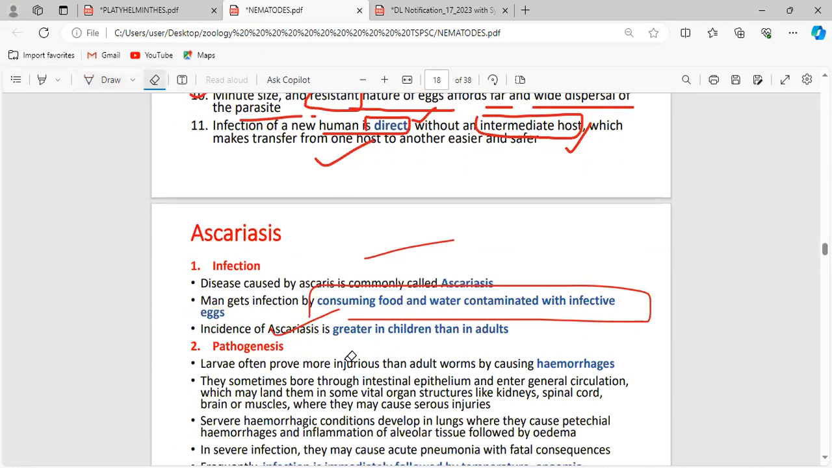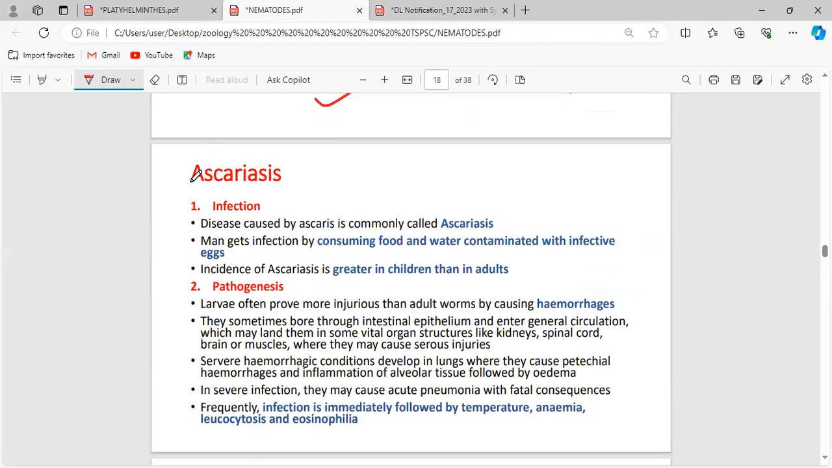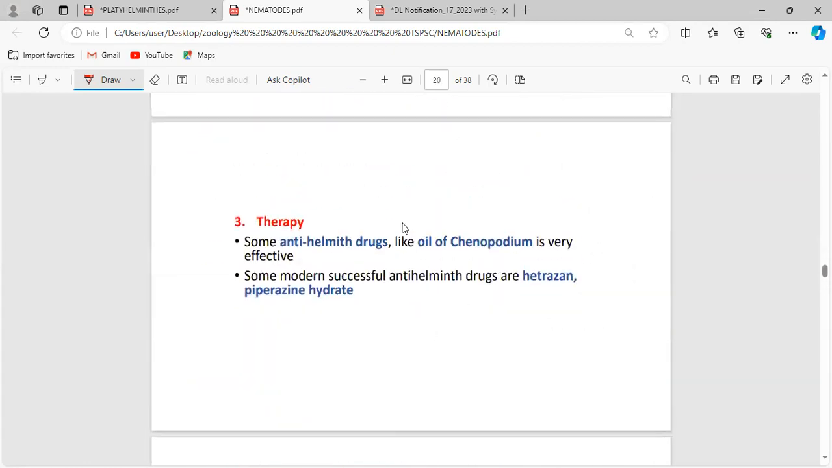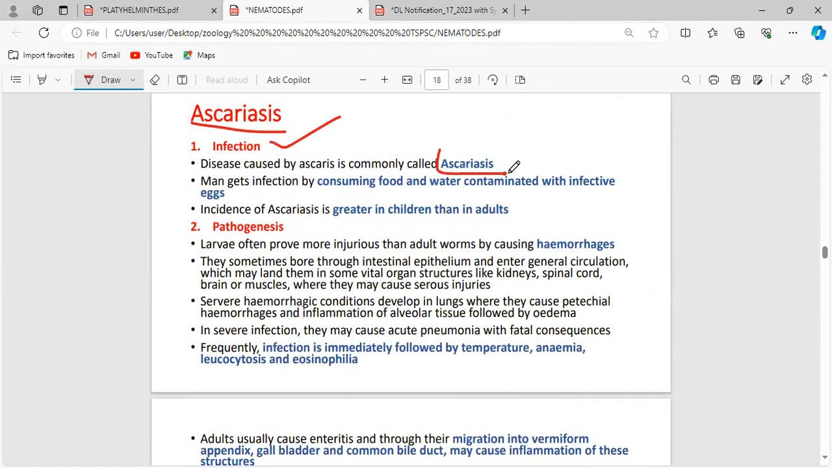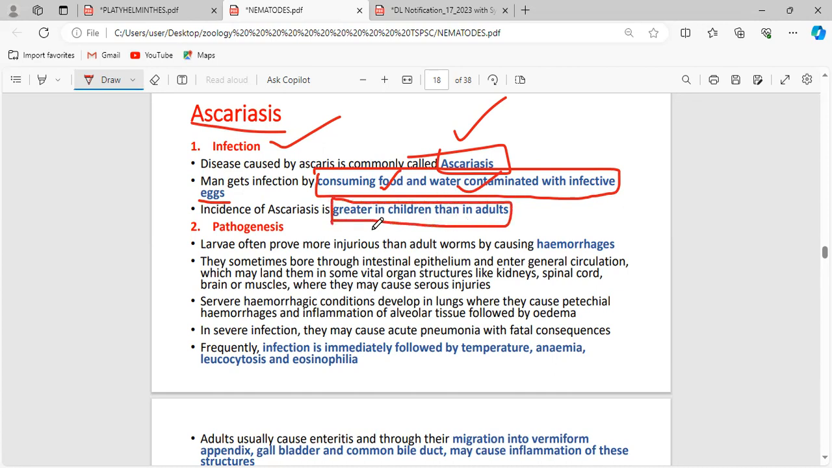Now, what is the name of the disease caused by Ascaris lumbricoides? Ascariasis. How can it be transmitted? By consuming food and water contaminated with infective eggs. So both food and water act as the mode of transmission. The incidence of infection is greater in children than in adults, because they play in the grounds, in infected water and infected soil, and so become more vulnerable than adults.